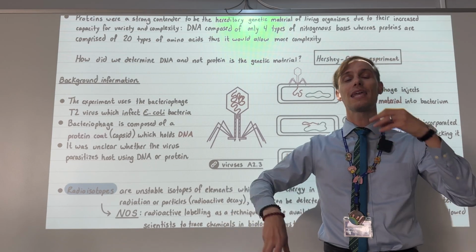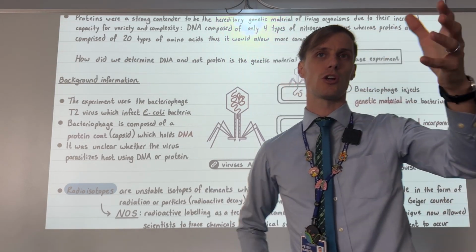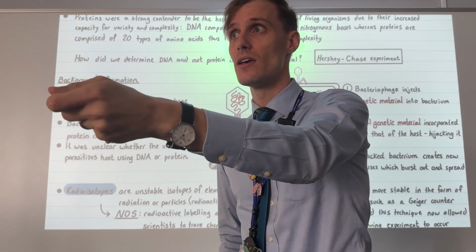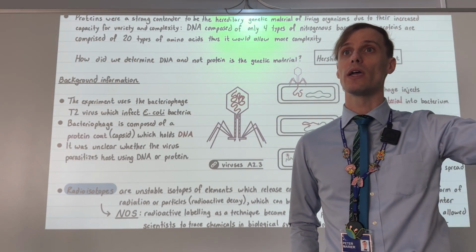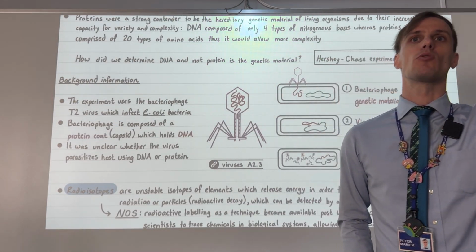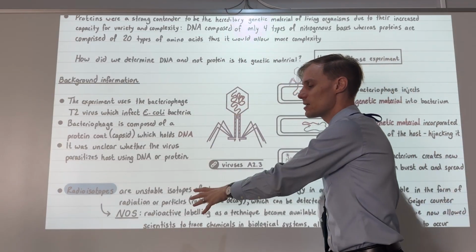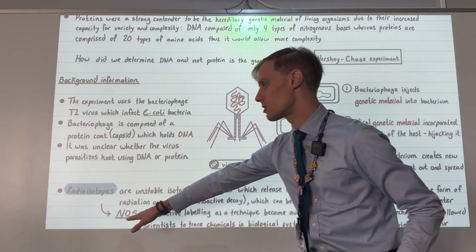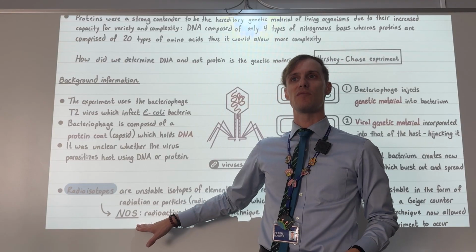So we can label certain materials with a radioactive isotope and then detect where that material is going by detecting the radiation that it's emitting. This is probably the first nature of science, or NOS, learning outcome that we've discussed so far.